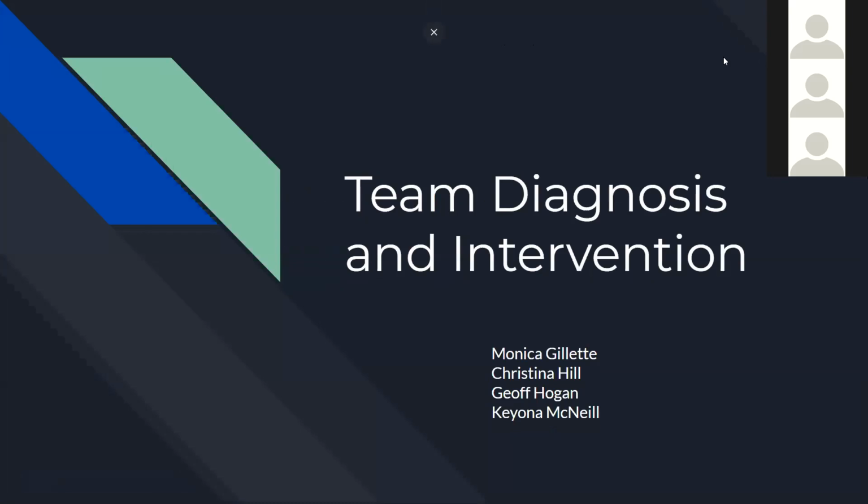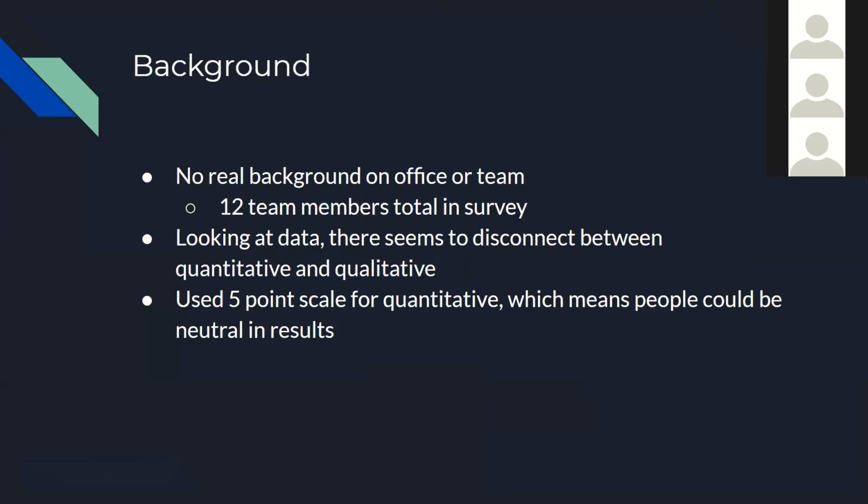Once again, this is Team Diagnosis and Intervention with Monica Gillette, Christina Hill, Jeff Hogan, and myself, Kiana McNeil. There was no real background on the team or the office, and looking at the data, there is a disconnection. There are 12 members of the team that voluntarily participated in the survey, and we received some disturbing results. The case is solely about poor methodology.